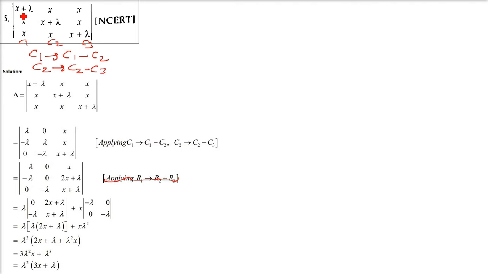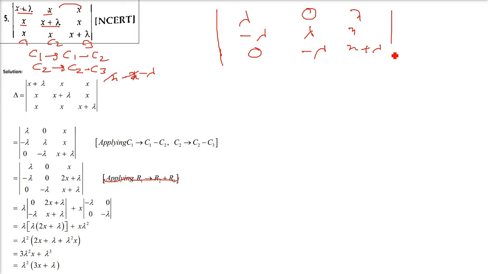So what I'm doing is column 1 equals column 1 minus column 2, and column 2 equals column 2 minus column 3. So x plus lambda minus x is going to be lambda. X minus x plus lambda will be minus lambda. X minus x is 0. Now these two. X minus x is 0. X plus lambda minus x is lambda. X minus lambda is minus lambda. So you put minus lambda there. So I have applied C1, C2 both simultaneously here. You get x and x plus lambda.